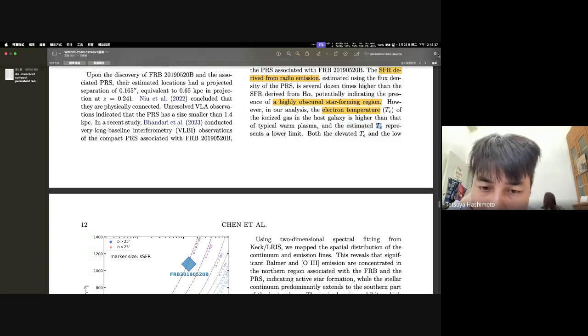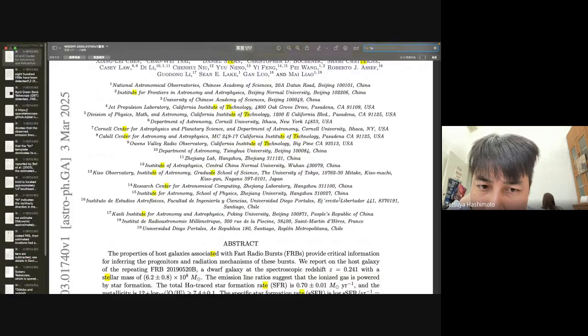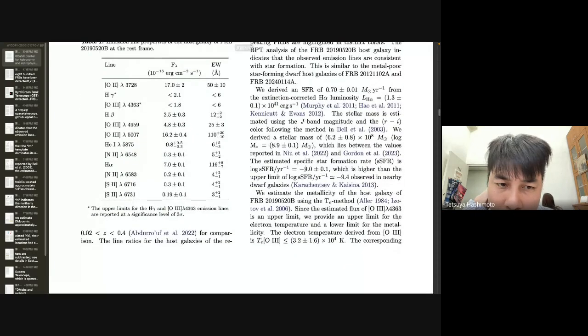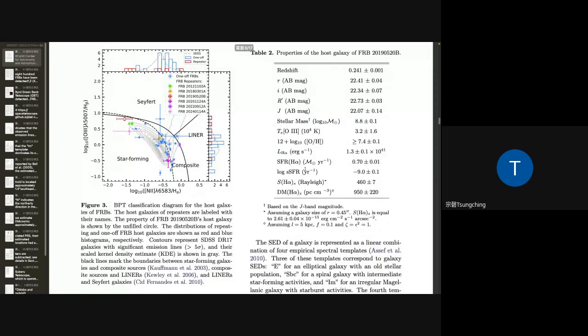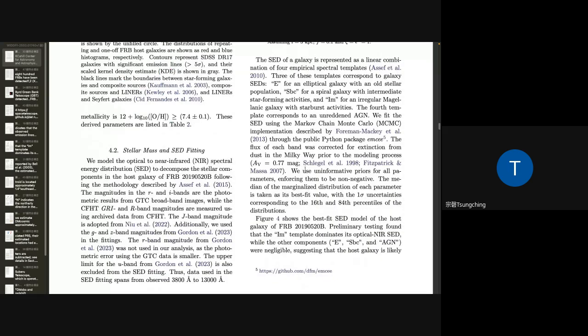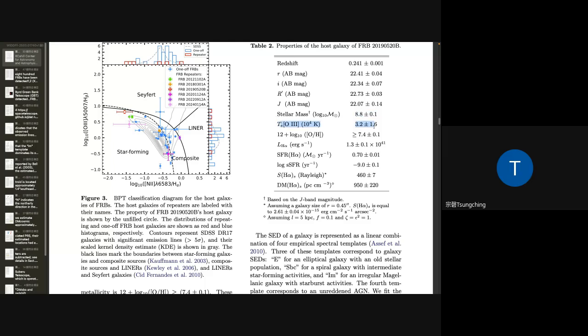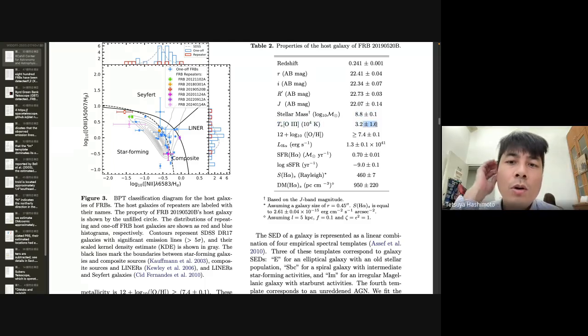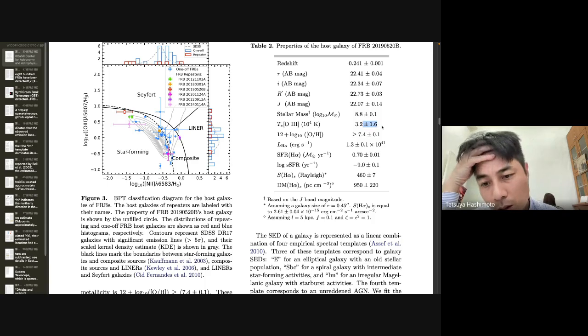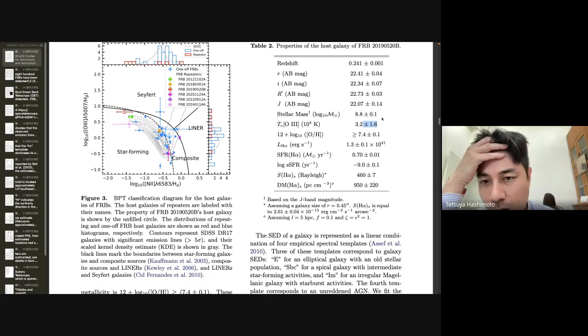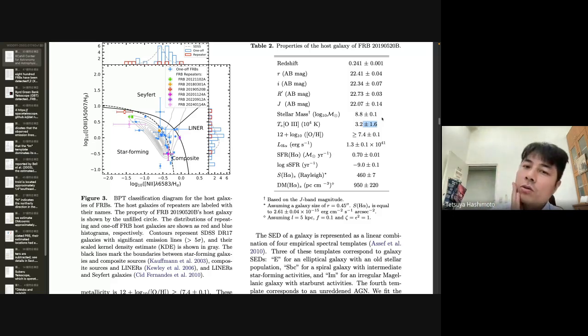What is the value of the temperature? They don't show a number. They are saying they estimated the temperature, right? Let me find it. Could you go back to the table? This one, stop. Yes, 3 times 10 to the 4. Maybe this is higher than a standard HII region. Usually people say 10,000, right? So this is 30,000. Okay, thank you.